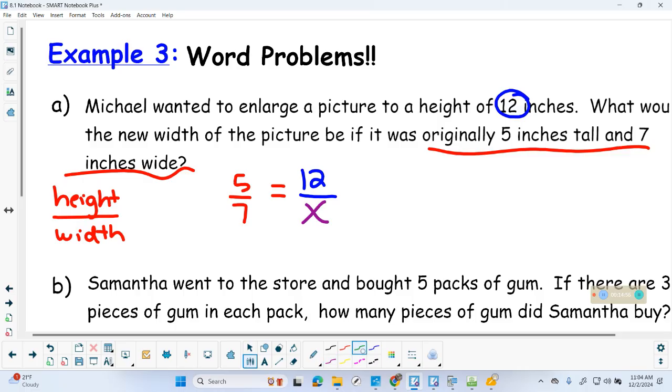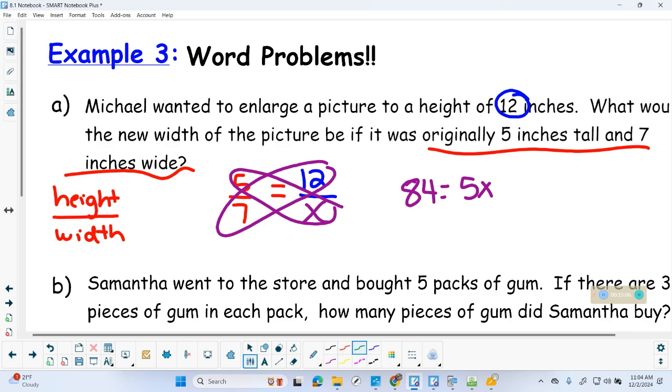All right, easy peasy. Let's do our cross products. What's 12 times 7? 84. 5 times x. That's easy. Now, is this gonna come out nice? No. No, use your calculator. So you should get 16.8. You just weren't sure, so you didn't say it out loud. And let's label it. Yeah, she got it. Inches. Good.